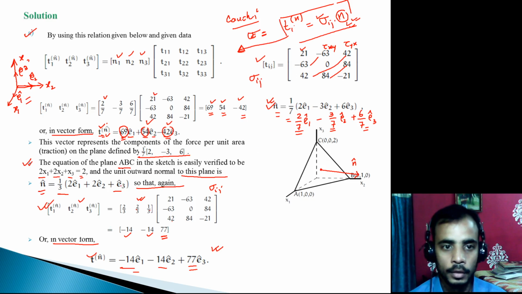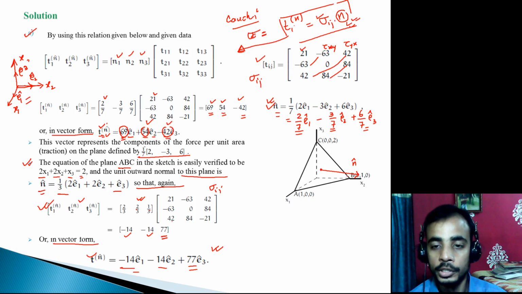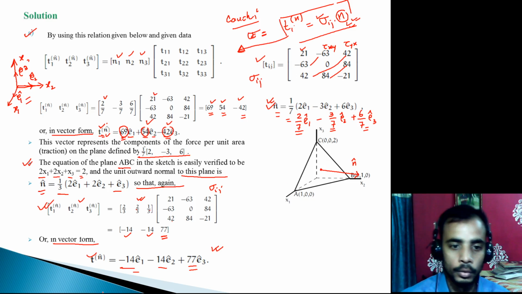So first of all, what is the need? First of all you have to find out the equation of the plane, and on that plane you have to find out the unit normal. Okay.